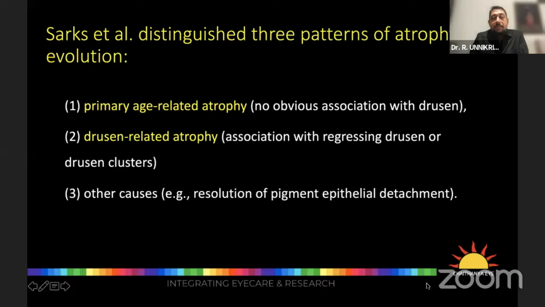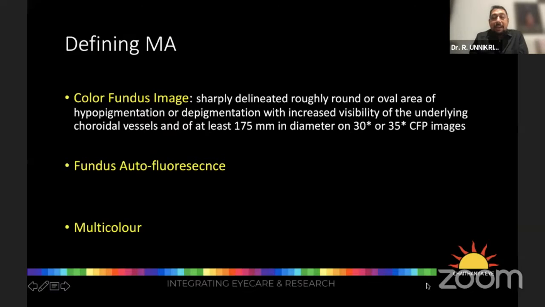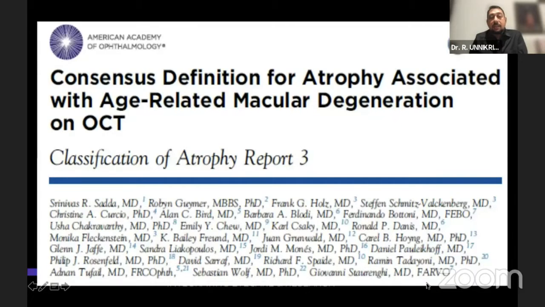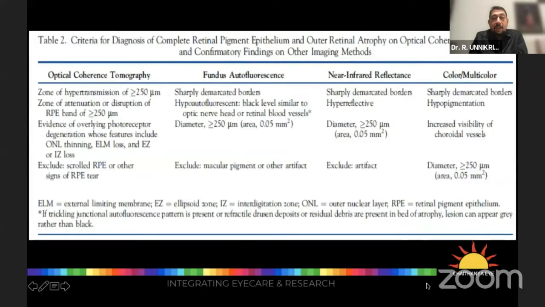The description of atrophy is twofold. One is a primary age-related atrophy, and the other is a drusen-related atrophy. Macular atrophy has been defined by color fundus imaging, fundus autofluorescence, and multicolor imaging. This is a seminal study that combined the consensus group to define one of the simplest things we think, that is, what atrophy is. It is report number 3, in which OCT, fundus autofluorescence, near infrared reflectance, and multicolor have been used to define what we understand as atrophy.